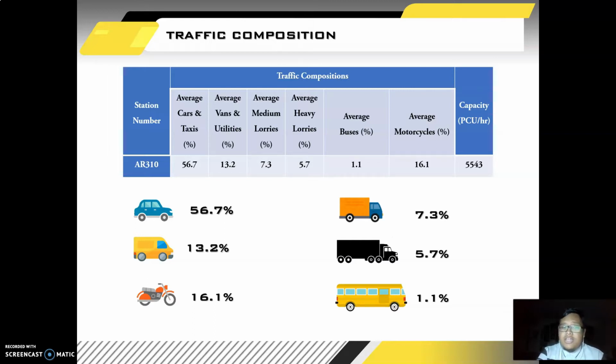As we can see, the station number near the site area is AR 210. The report gives the average number of traffic composition. Firstly, for car and taxi, it gives 56.7%. The average for vans and utility is 13.2%. For medium lorry, 7.3%. For heavy lorry, 5.3%, and bus 1.1%, and lastly motorcycle is 16.1%. So the capacity TCU for this near area from this side is 5,543.